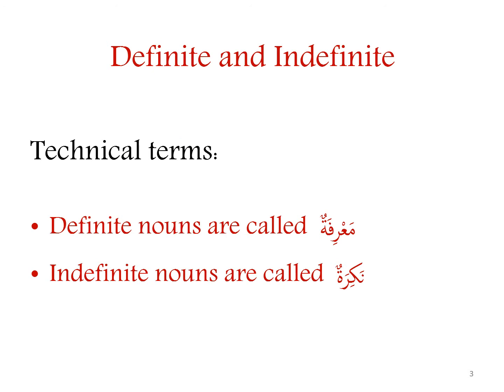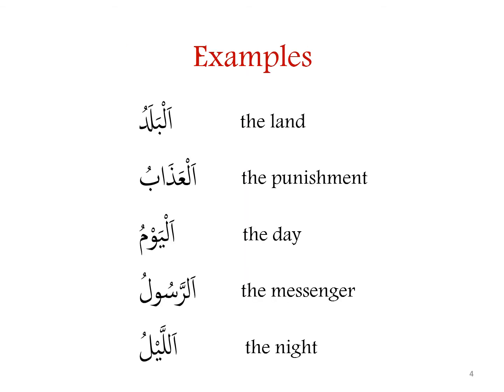So as I was mentioning, these are the technical terms. Definite nouns are called ma'rifah. It comes from arafa, meaning to know, or something known. Indefinite nouns are called nakira. So it's important to know this terminology, which I'll try to use more often now. So here we have some examples of some nouns. And straight away by looking at these words, we should be able to identify that these are all definite nouns.